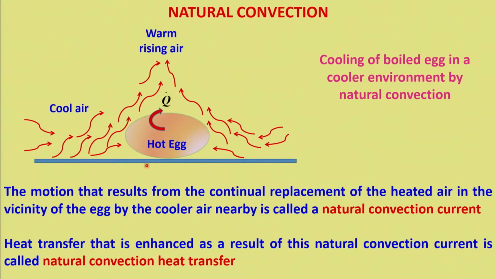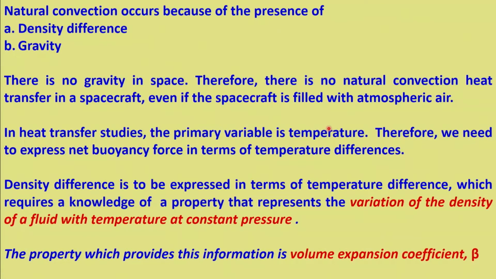So the natural convection, if you just see here, there is a hot egg and there is cool air. The cool air is getting heated up, and as it gets heated up, its density becomes smaller, so the warm air moves up. This is what is called a natural convection current. So because there is a continual replacement of the heated air in the vicinity of the egg by the cooled air, here there is a natural convection current. There is no pump here, that's why it is called natural convective heat transfer.